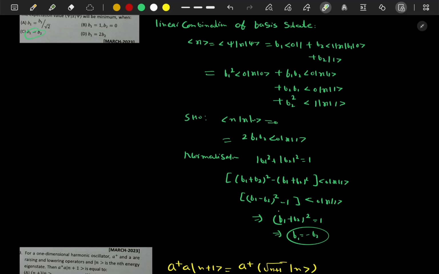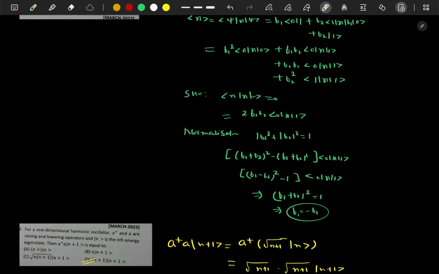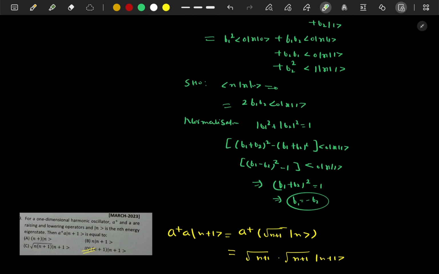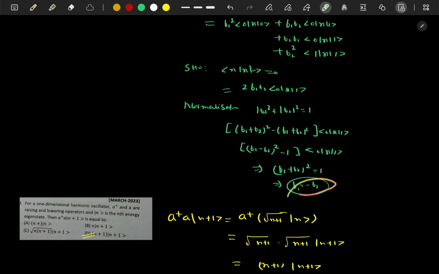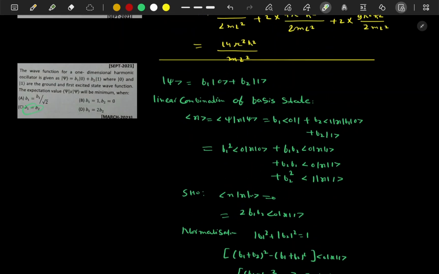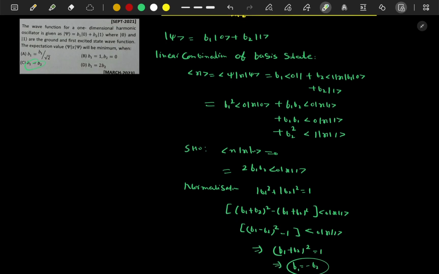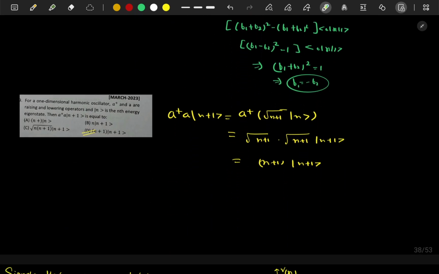Getting my point? Minus 1. So it will lead us to b1 plus b2 square equal to 1. That is b1 equal to minus b2. Minus is not there, maybe a mistake in the option. Simply the same, adding equal to n plus 1.